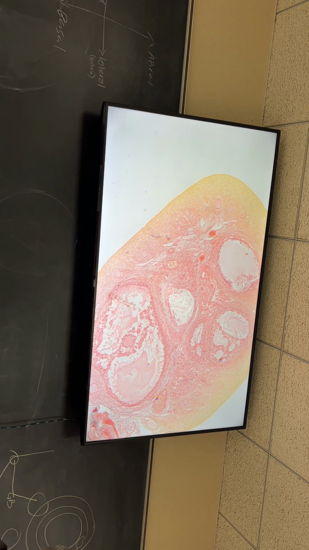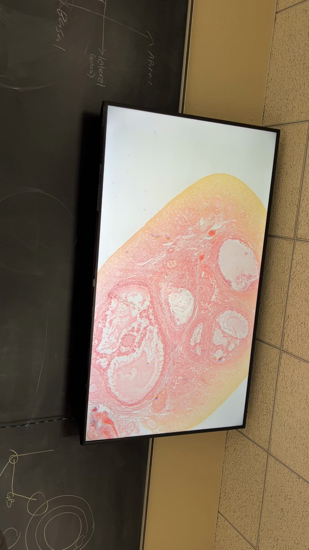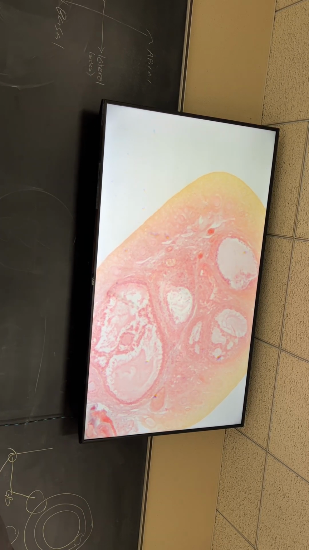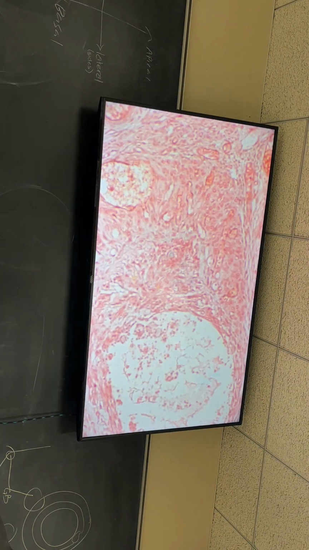So what do you need to know? Let's see. Germinal epithelium. Let's zoom in on that and take a look at it. So we're right at the edge, right? Germinal epithelium is right here. You can see it, can't miss it, right? Nice, solid germinal epithelium right along the edge.